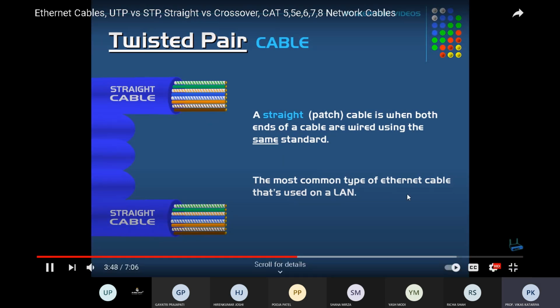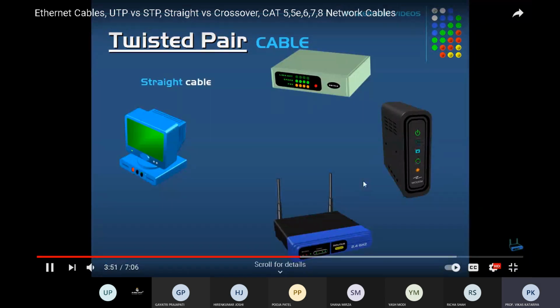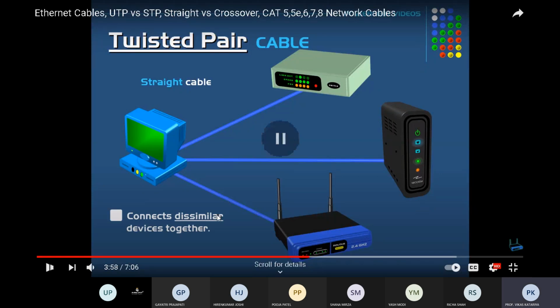And this is the most common type of Ethernet cable used in a LAN. This is the straight cable. It connects dissimilar devices together, like when you want to connect your desktop machine with a modem, your router, and your hub. So as per our choice, we connect our devices by using a straight cable. So remember, if you want to connect dissimilar devices together, you need a straight cable.